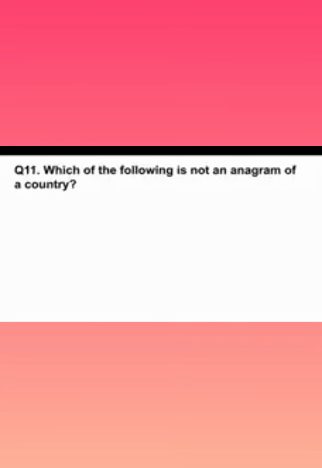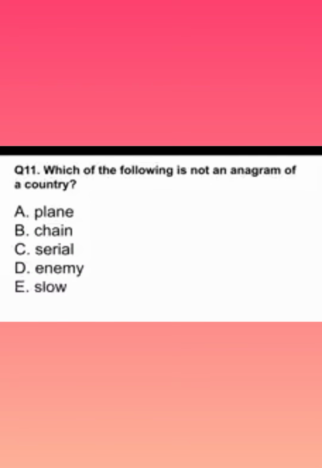Now, you have a go at this one, guys. Which of the following is not an anagram of a country? A, plane. B, chain. C, cereal. D, enemy. And E, slow. So I want you to put your answer, again, in the comments box below. Which of the following is not an anagram of a country?